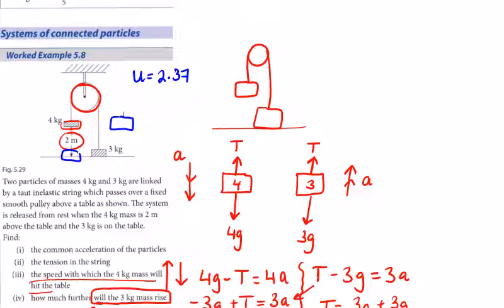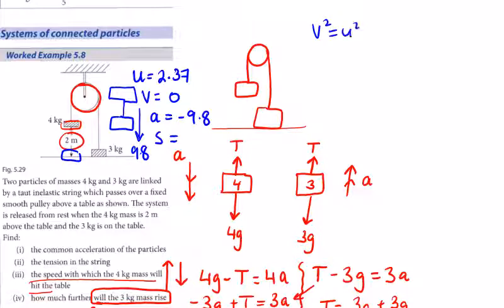What's going to happen to it? It's going to rise, rise, rise, rise. It's going to momentarily stop. Velocity is going to become 0 before it starts to come back down. Now, as it's coming back down, its acceleration is 9.8, but as it's going up, the acceleration that's slowing it down is minus 9.8. And we can get the distance using v squared equals u squared plus 2as.